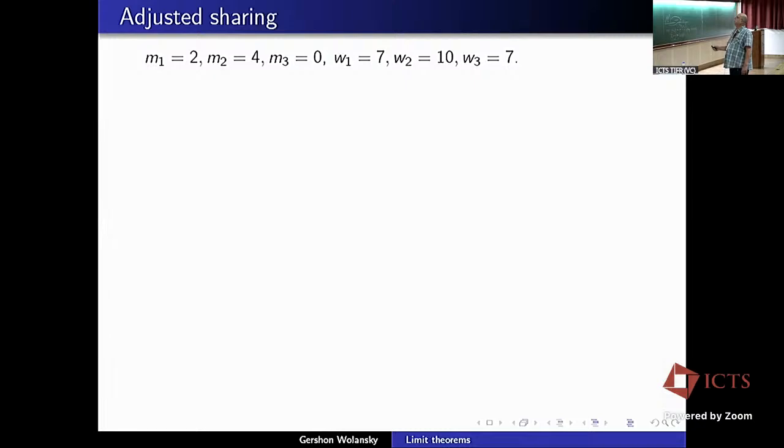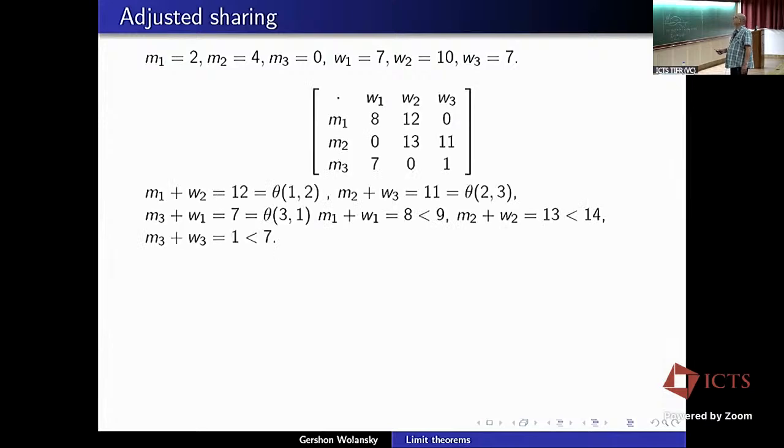Men 2 will take 4 and women 3, 7. So together they will have 11, and men 3 with women 1 will get 7. So actually, you see that in this way they can get the reward, because men 1 with women 2 get 12. That's what they have in this matching.